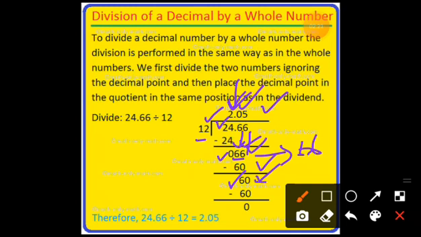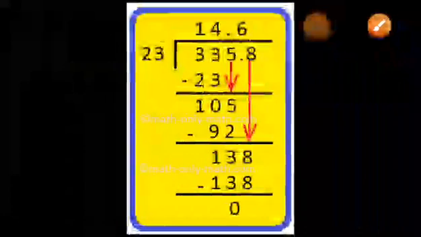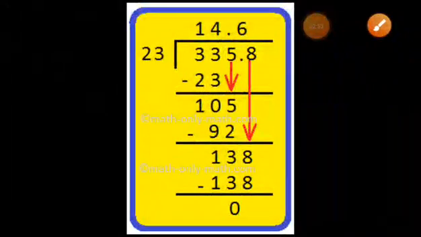So it has become 60 now. So 60, it can be divided by 12. So 12, 5s are 60 and the remainder is 0. So after division, you are getting 2.05 as the quotient. So this is your quotient. So you are writing 24.66 divided by 12 equals to 2.05.